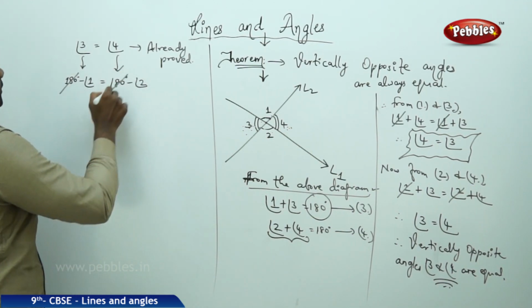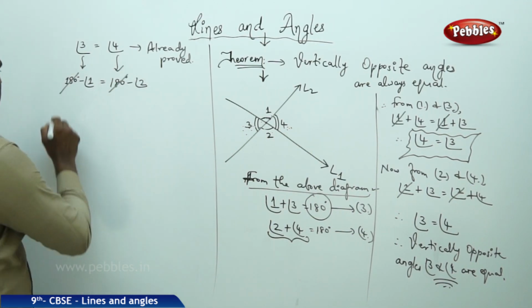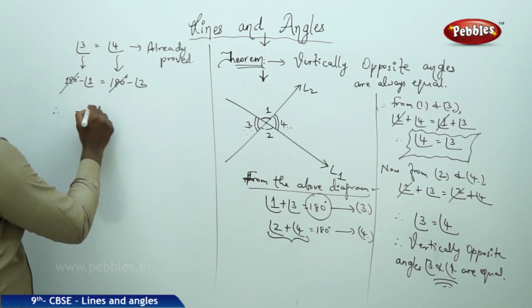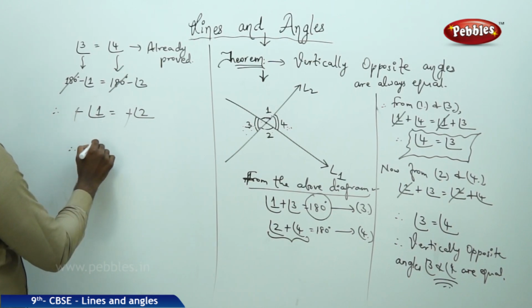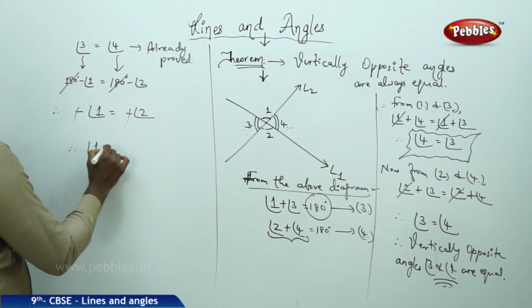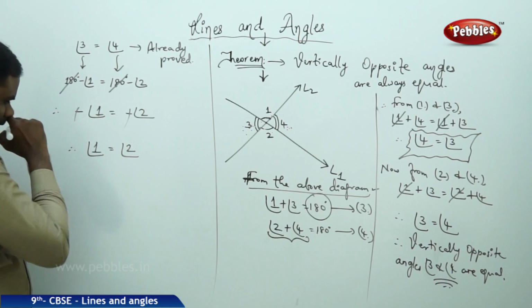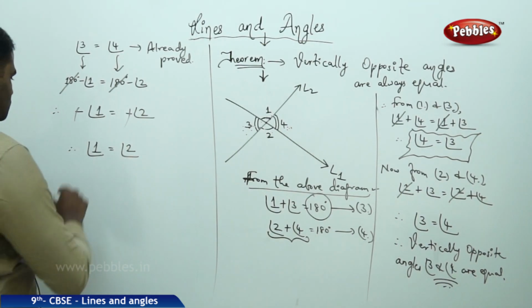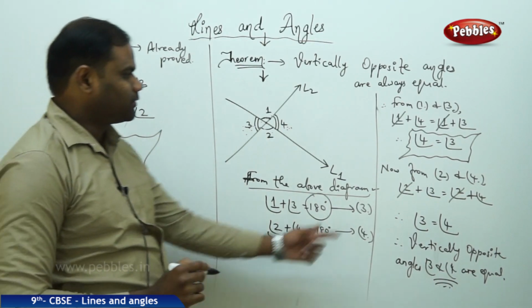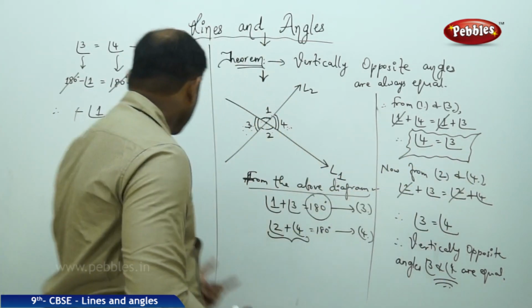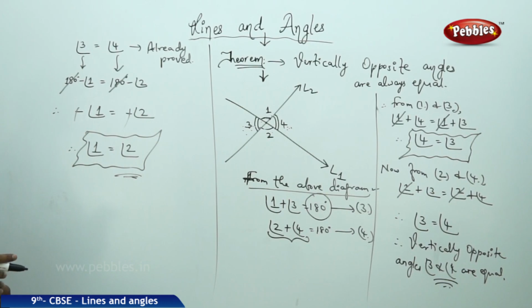The two 180 degrees being equal can be cancelled, and therefore minus angle 1 equals minus angle 2, and finally I get angle 1 equals angle 2. This is how I conclude angle 3 equals angle 4 and angle 1 equals angle 2.